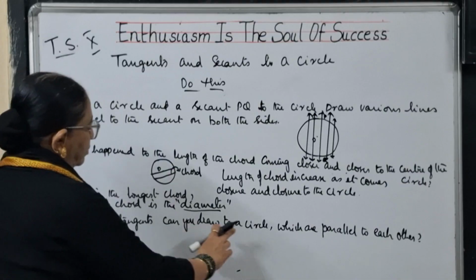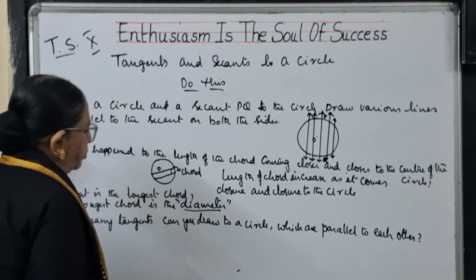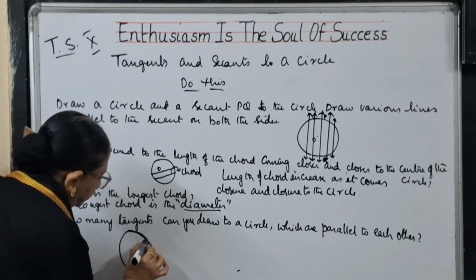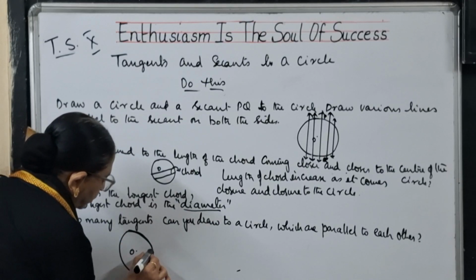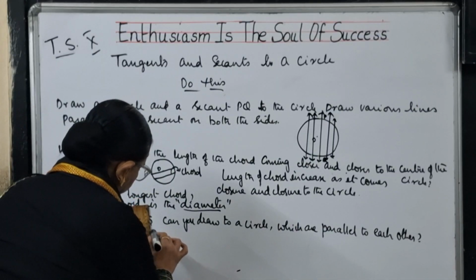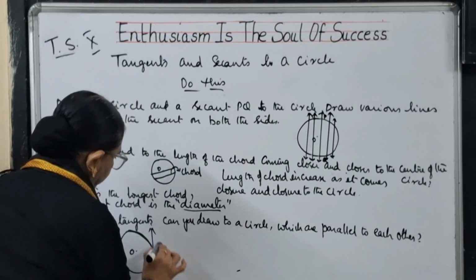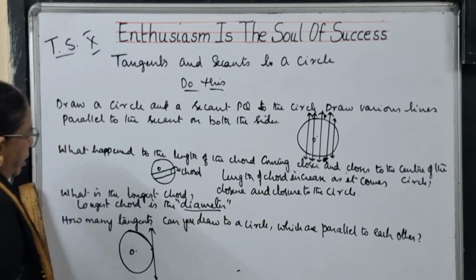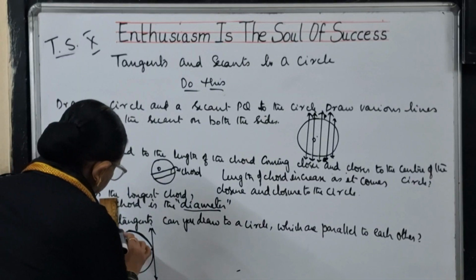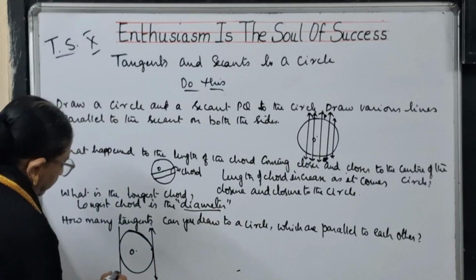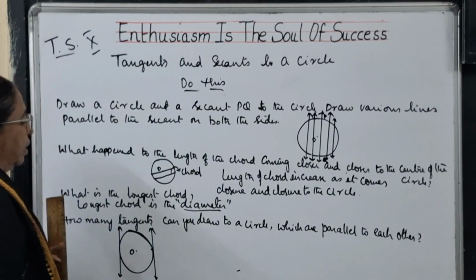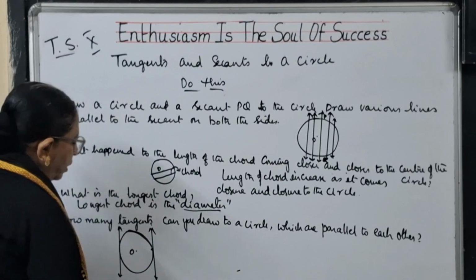Next, how many tangents can you draw to a circle which are parallel to each other? Suppose you have got a circle like this, children. This is O. You have got a point here P and you have got a tangent like this. Okay. Now to this, how many parallel tangents can you draw? You have to draw only one here. So how many tangents can you draw to a circle which are parallel? We can only draw two.